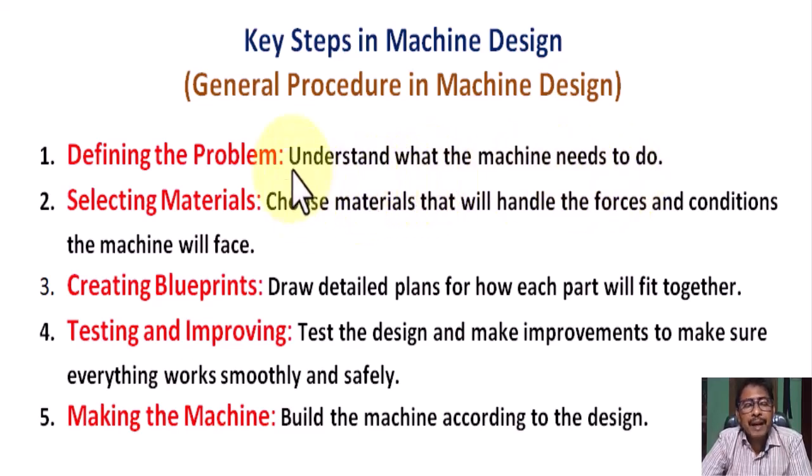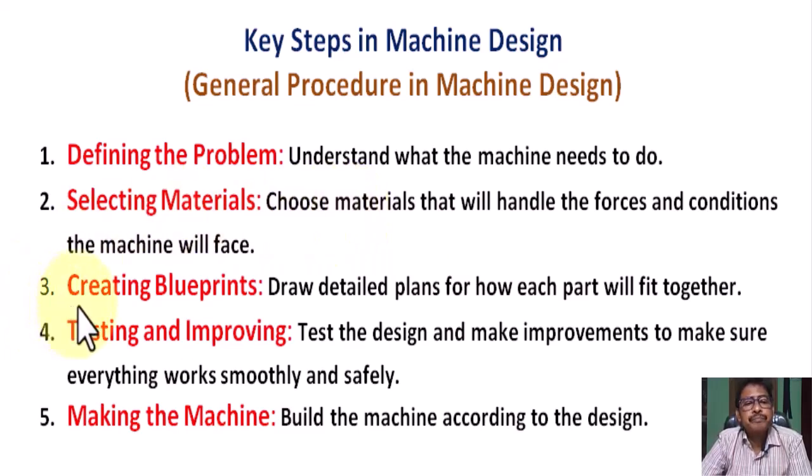Figure out what the machine needs to do, understand how it should work and what it will be used for. Number 2, selecting material. Choose material that will handle the forces and conditions the machine will face. That means choose the right materials for the machine based on strength, weight and how the machine will be used. For example, strong metal for heavy parts and lightweight material for small parts.